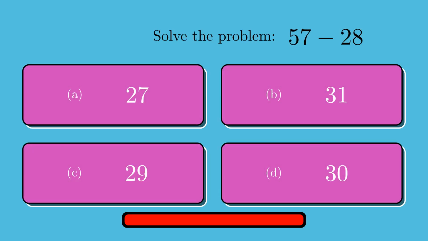What is 57 minus 28? Is it A, 27, B, 39, C, 29, D, 30? You have 10 seconds to solve the problem, or pause if you need more time.